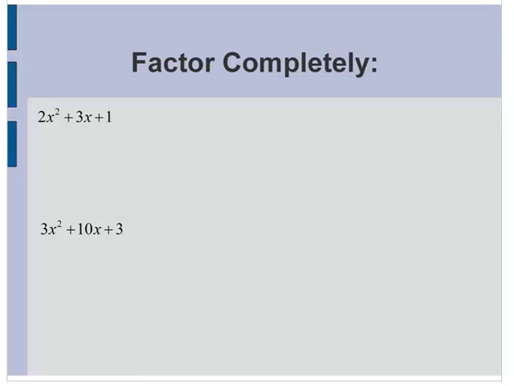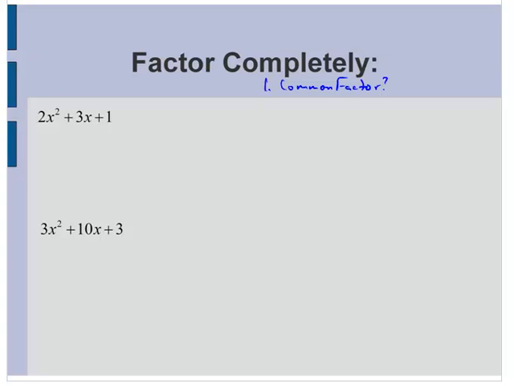Alright, so factor completely 2x squared plus 3x plus 1. Now, the first thing we should always check is, is there a common factor? Always remember that. That's your first step. Is there a common factor? I'm going to ask that every single time. And if there isn't, I'm just going to say it, and we'll progress. Alright, so 2x squared plus 3x plus 1, there is no common factor.